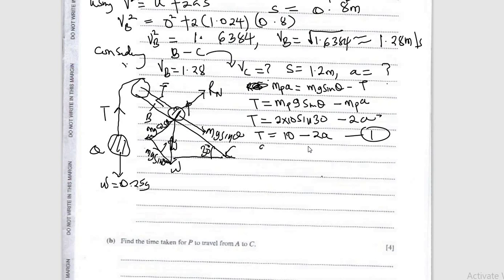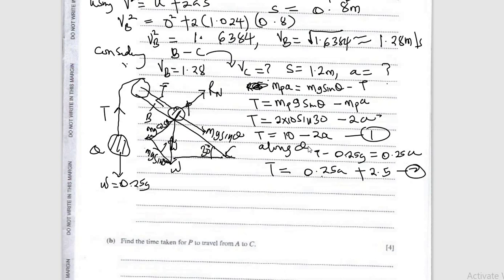Now, along Q, we're going to have T minus 0.25g equal to 0.25A. In this case, T will be 0.25A plus 0.25g, which is 2.5. So equation 2.